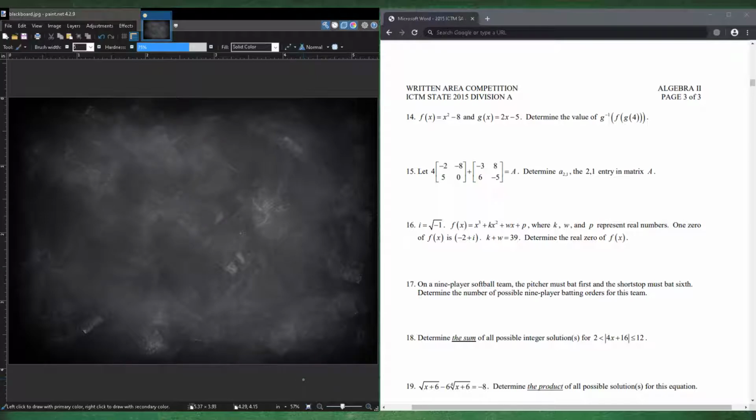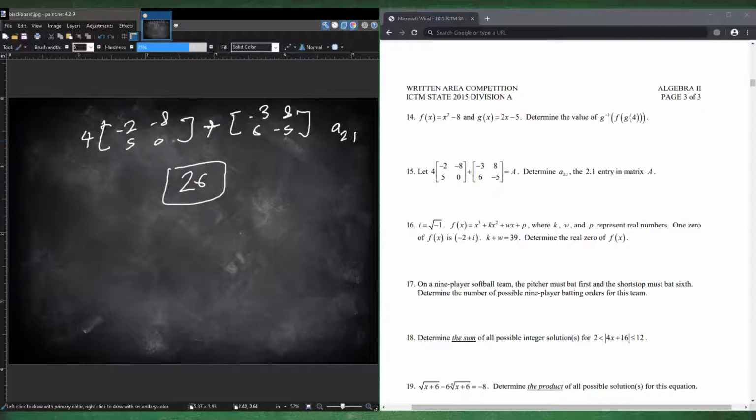Okay, number 15. Let 4 times the matrix negative 2, negative 8, 5, 0, plus negative 3, 8, 6, negative 5 equals A. And then find the second row first column, right? That's A 2, 1. So basically that's negative 8, negative. So since we need to look for the second row first column, that basically means we only have to look for these basically. So that is 20, and then 20 plus, right? This is a plus, the 6 is 26. So that's all we had to look for. So that is our answer for number 15.